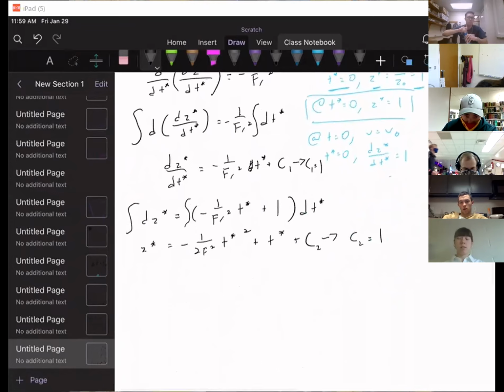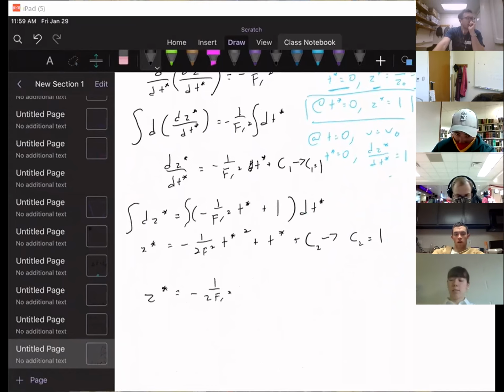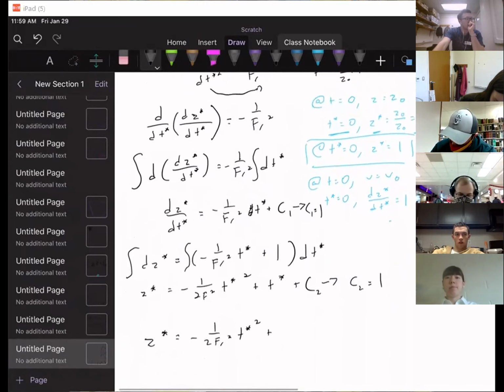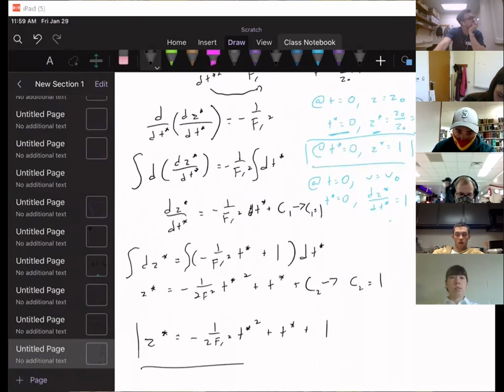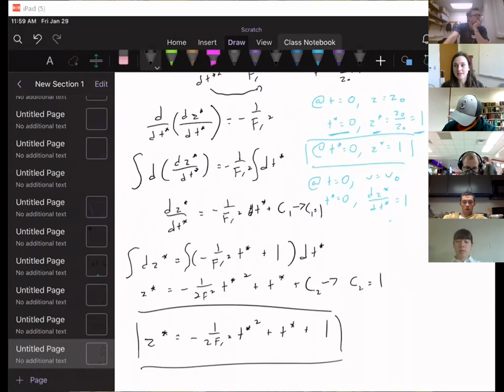And so we end up with z star equal to -1 over 2 Froude number squared t star squared plus t star plus 1, which is the same equation we found in class when we started from the top and then non-dimensionalized it. All right, that was that. Just wanted to do this review of how to do double integrals.